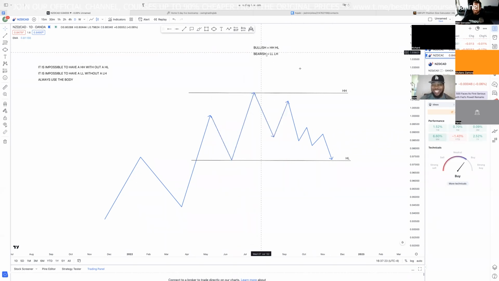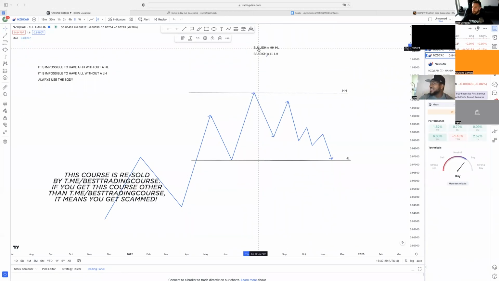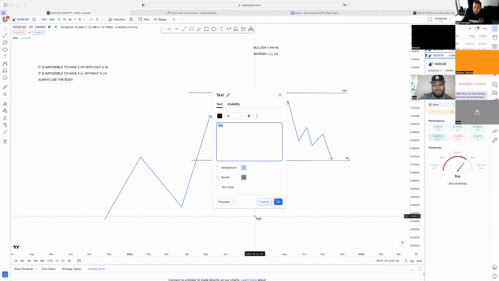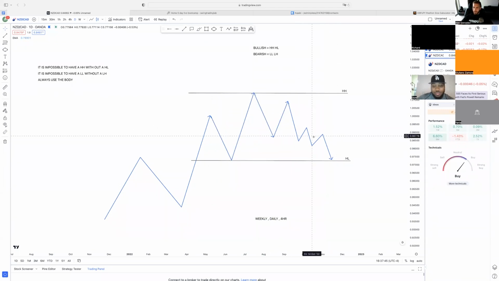And the answer to that is, it doesn't matter. This market structure is still bullish. This doesn't mean that it's consolidating, because the market structure is still bullish. If the market is like this and we have the weekly, daily, and then the 4 hour, and they're all bullish, I'm still taking the buy, because all of the time frames are heading to the upside.